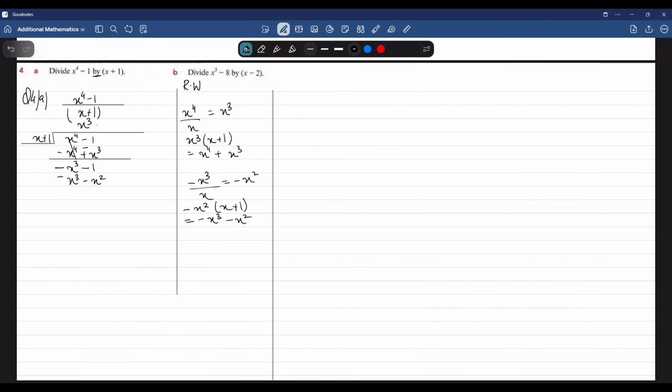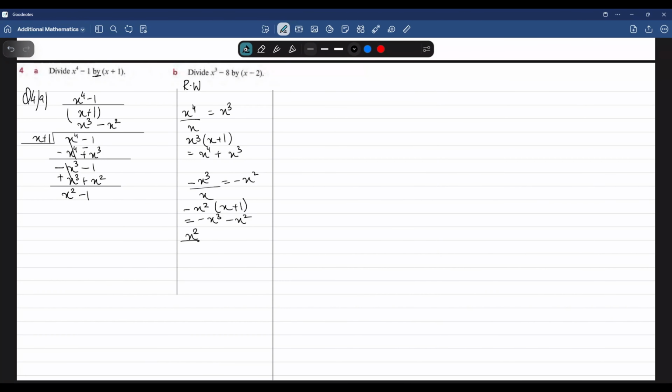Why is that coming here? Because we added negative x². So now negative x² comes here. We subtracted, so we multiply by negative; this becomes positive, and this becomes positive. So this cancels down, and positive x² minus 1 comes here.